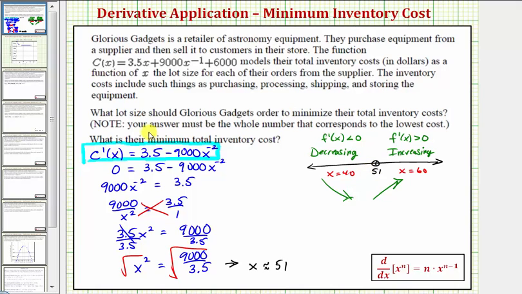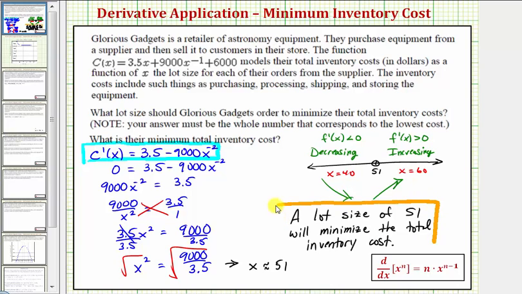So to answer the question, a lot size of 51 will minimize the total inventory cost. Now for the second question, what is the minimum total inventory cost? We want to evaluate the cost function, not the derivative function, at x equals 51. Let's do this on the next slide.